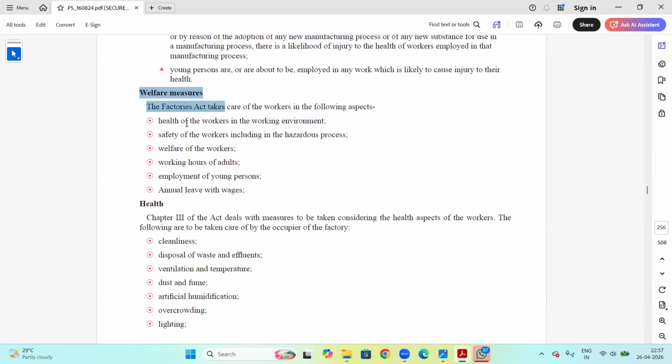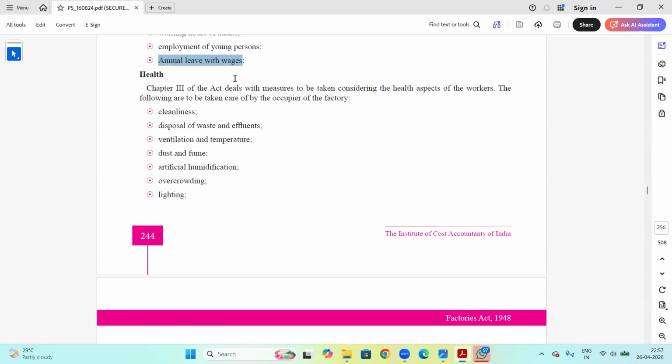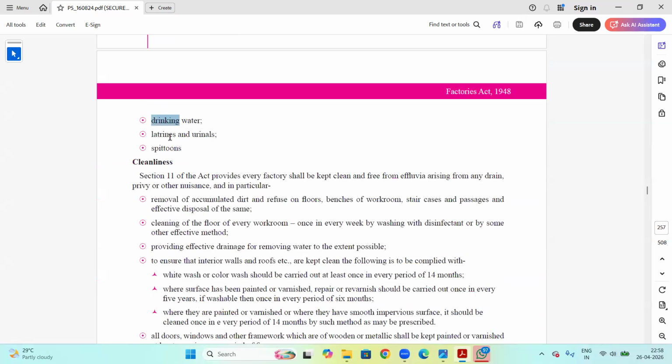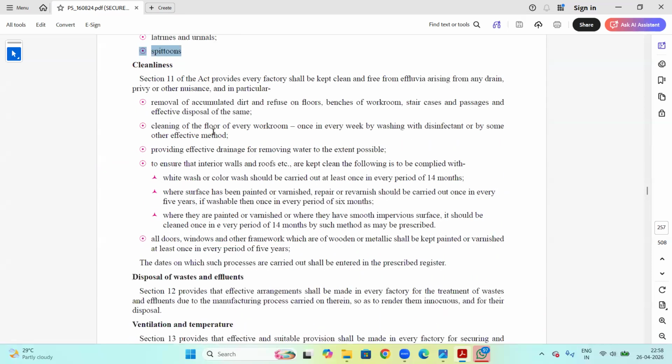There are various welfare measures as per the Factories Act, which include health of the workers in the working environment, safety of workers, welfare of workers, working hours of adults, employment of young children, and annual leave with wages. Health: measures to be taken considering the health aspects of workers. The following are to be taken care of by the occupier of the factory: cleanliness, disposal of waste, ventilation, dust and fume, artificial humidification, overcrowding, lighting, drinking water, latrines and urinals, spittoons.